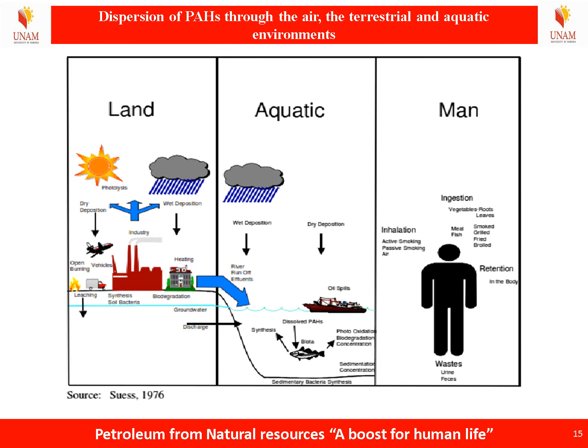Then dispersion of PAHs through the air, the terrestrial and aquatic environment. From the land you can see photolysis is there. Dry deposition from the aircraft, open burning from the vehicles. You can see when the vehicle is going, that can leach into the ground, right?